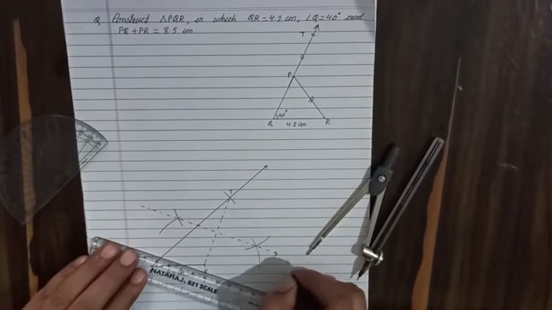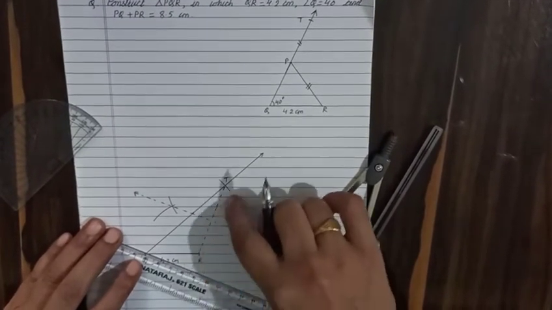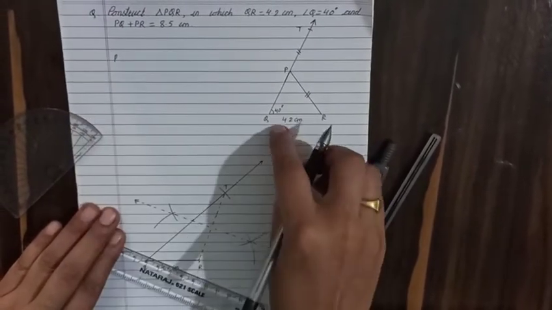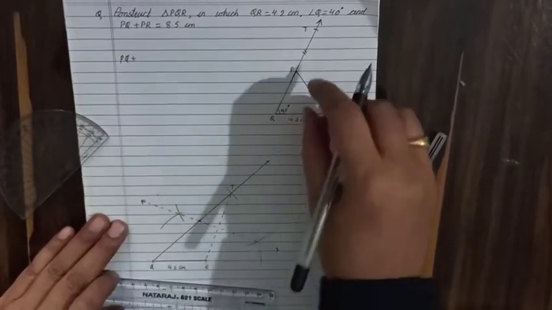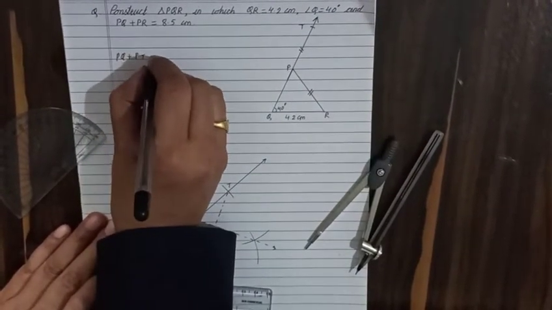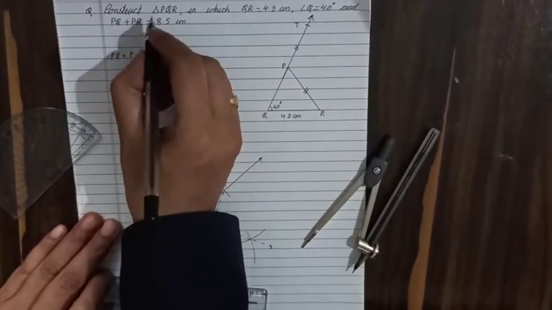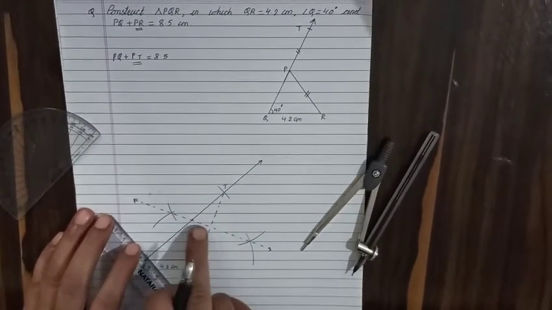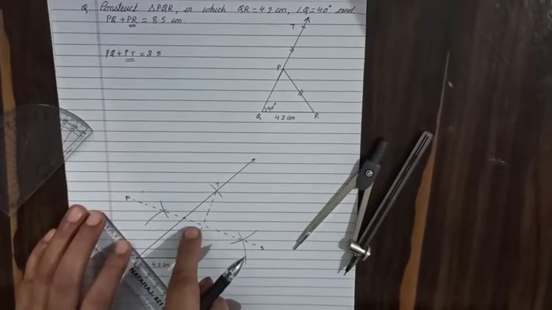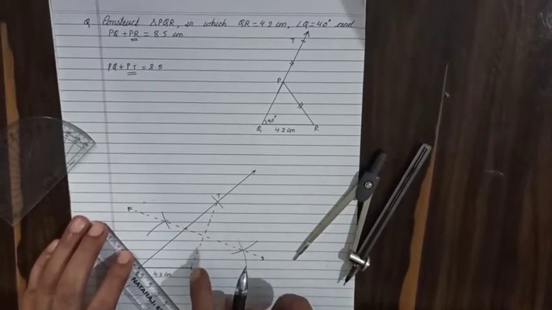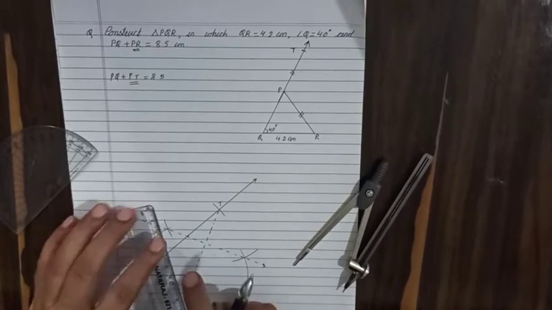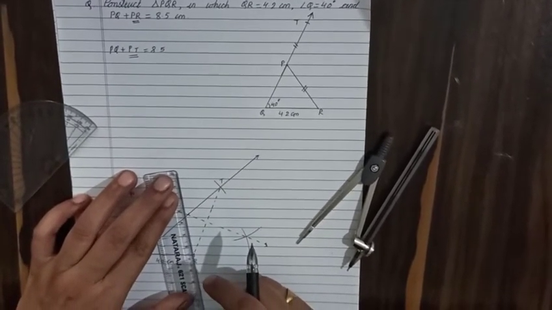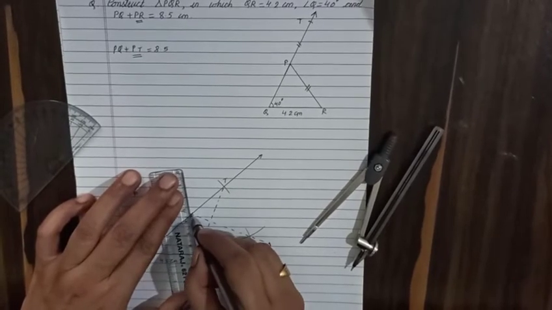So we have drawn the perpendicular bisector of this TR. As we said, PT is equal to PR, because PQ plus PT is equal to 8.5, which means PR is equal to PT. That's why we drew the perpendicular bisector, and we know that every point on this perpendicular bisector is equidistant from its endpoints. Where this perpendicular bisector intersects the ray QT, that is our point P. So let's join P and R.